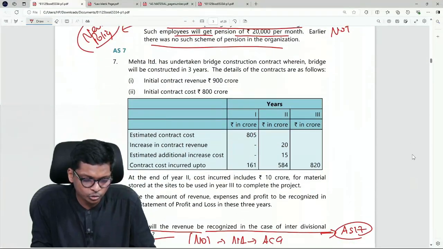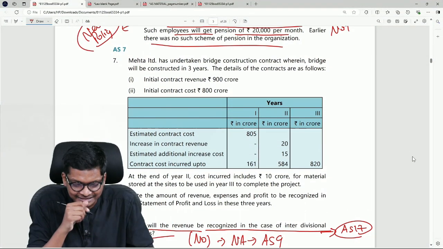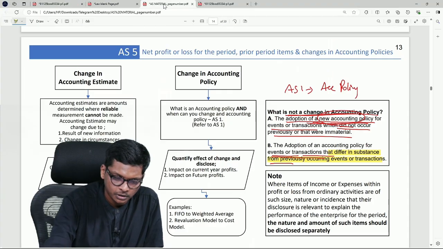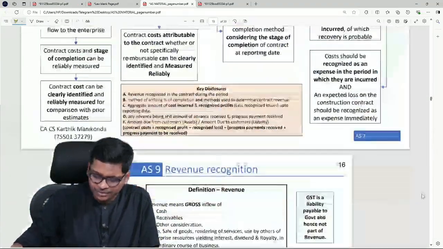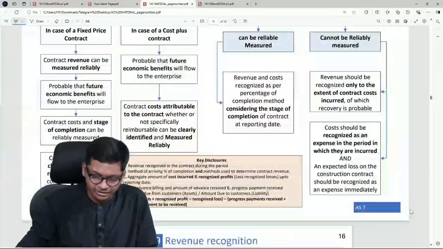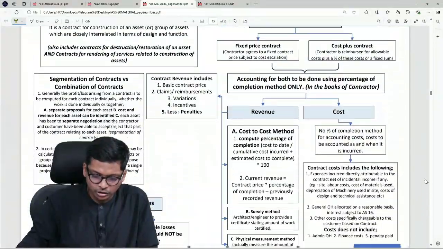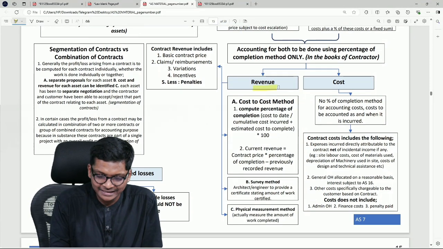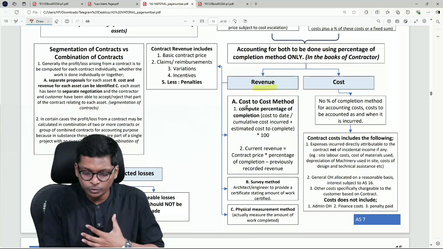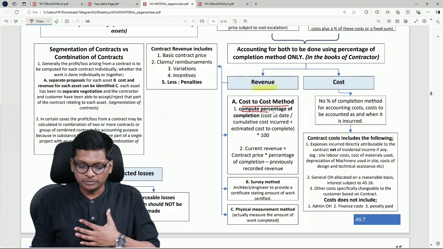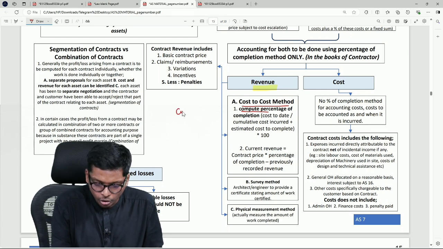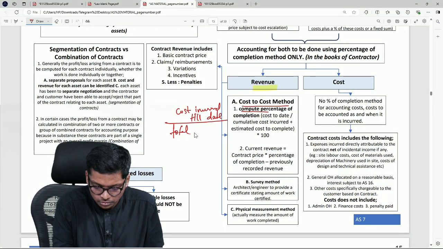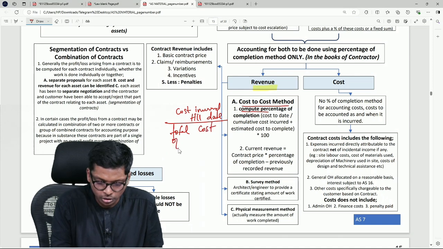Okay. Now let's do question number 7, AS7. Beautiful question. New study mat, they have added similar questions, 2 to 3 questions they have added in the new study mat. Okay. Construction contract. Here they are discussing two things. How do you recognize revenue in construction contract? We use a method called cost to cost method. Basically, cost incurred till date divided by total cost of project.